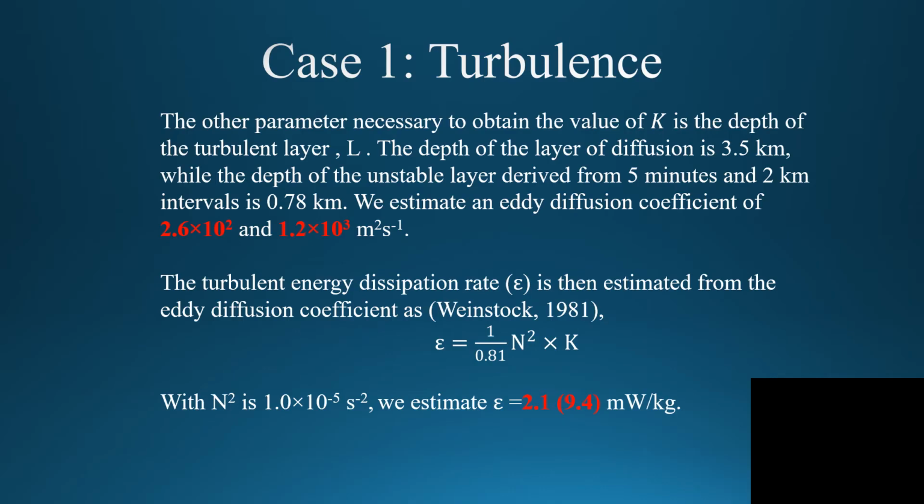One of them gives a value of 3.5 kilometers, and the other gives 0.78 kilometers. We estimate two different eddy diffusion coefficients based on these values, and then we can estimate the energy dissipation rate given the N squared values as these numbers. We will discuss which of the two numbers is more reasonable in later slides.